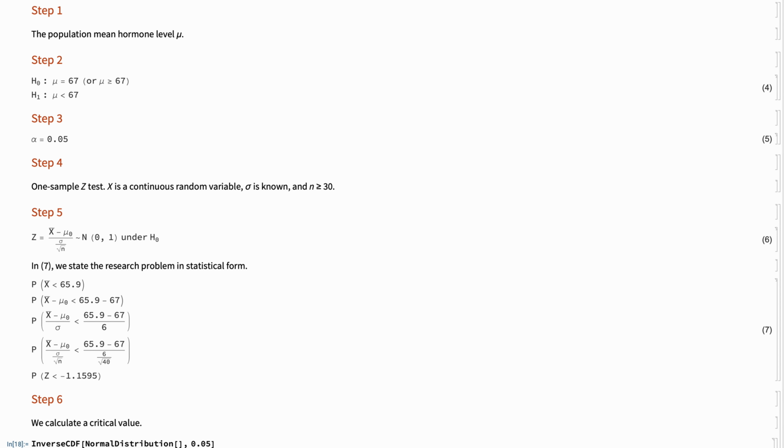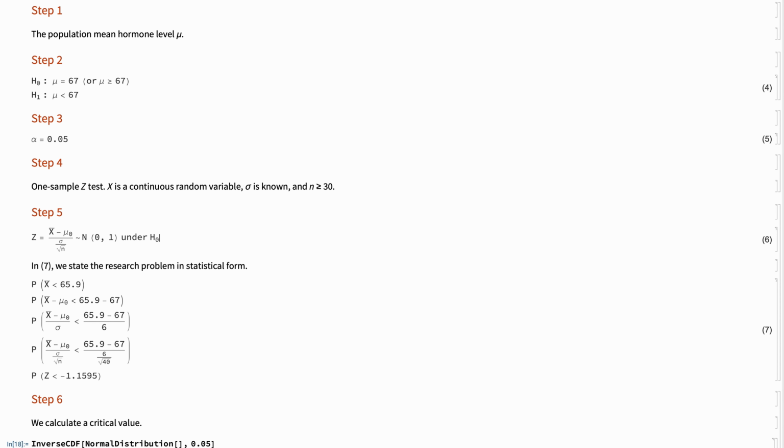If we write this down, as you can see in equation number 7, I've said let's write this down statistically. So what is this hypothesis testing? What are we trying to calculate? Well, it's a one-tailed alternative hypothesis on the lower tail. So we're going to say, what is the probability that the mean is less than 65.9? That is the sample mean that we found from our one study.